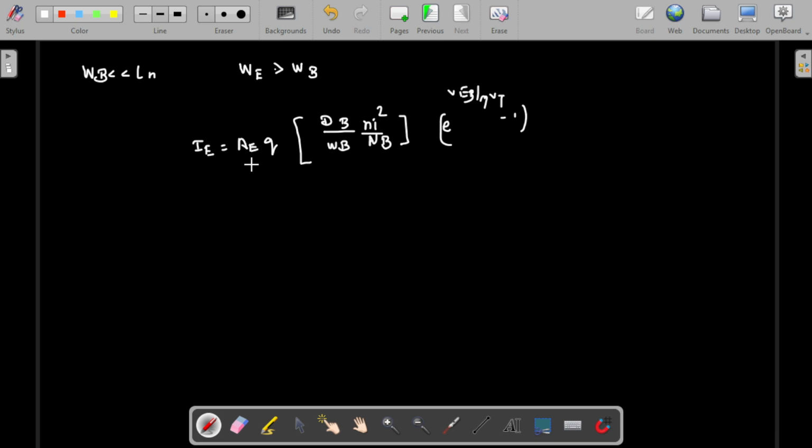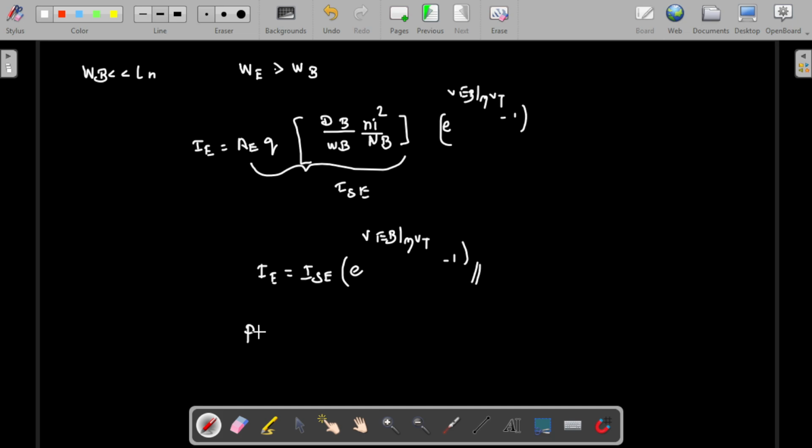Now this entire prefactor can be written as ISC. This is some saturation current, or some kind of short form that we are taking. So IE will be equal to ISC times e power VEB divided by eta VT, minus 1. This is the emitter current equation. Similar to the diode, we are getting the emitter current. Let me generalize this to all. The thing is that in a PNP transistor, the BJT is called a transistor.